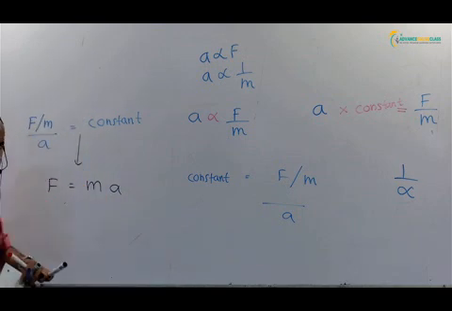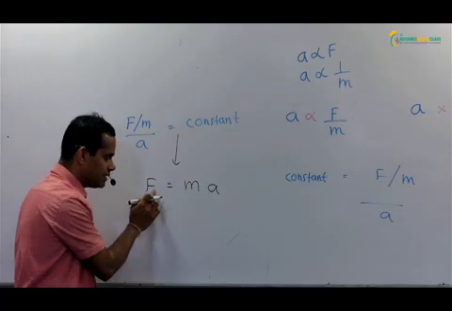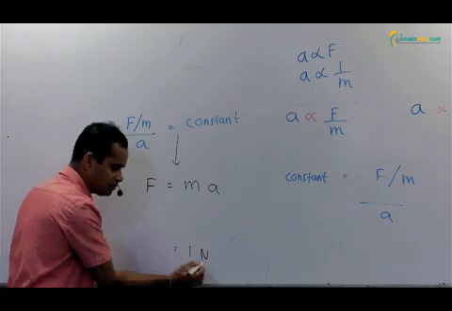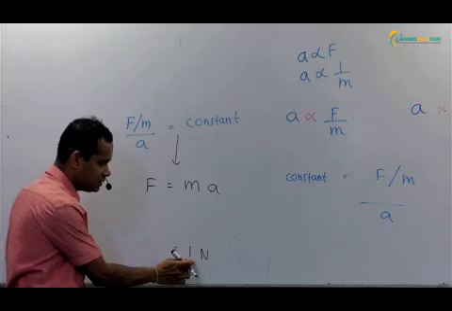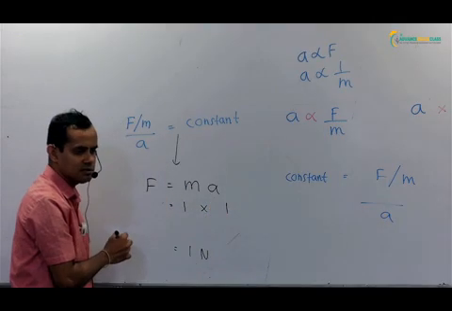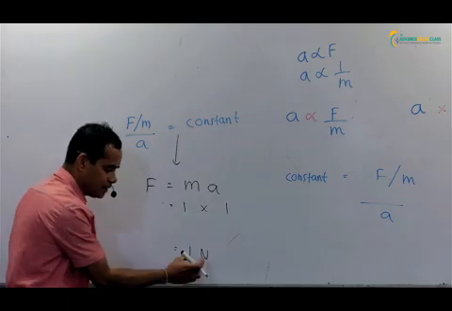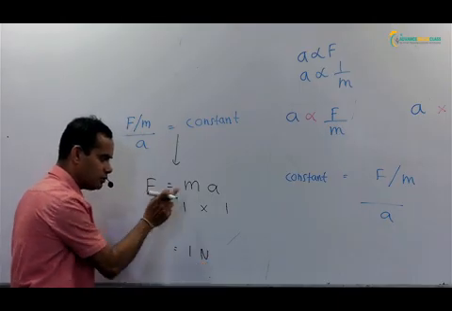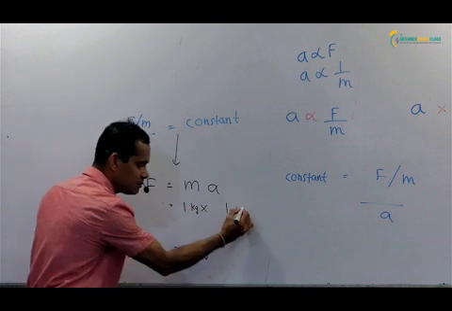Let me say it like this. F equals ma is our calculation equation. Finally you get force, and force comes to 1 Newton. Look carefully. Force comes to 1 Newton when mass is 1 and acceleration is 1. Yes or no? Yes. Then 1 into 1 comes 1. Therefore they say 1 Newton is the force needed for 1 kilogram mass to get acceleration 1 m/s².